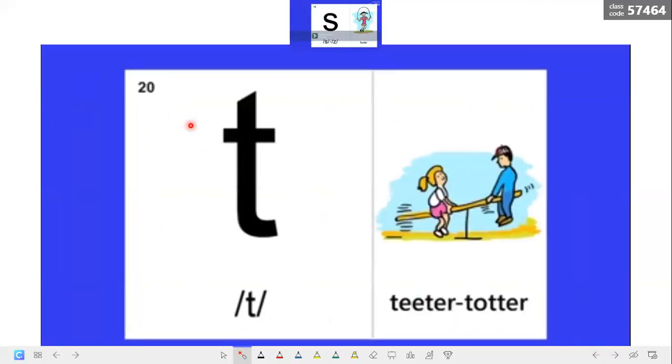Number 20, we have the T sound, the T letter. It is pronounced t, like the words teeter totter. How many times does the letter T repeat? They are repeated many times, about 4 times here. Teeter totter. Okay, listen. Number 20. Teeter totter.